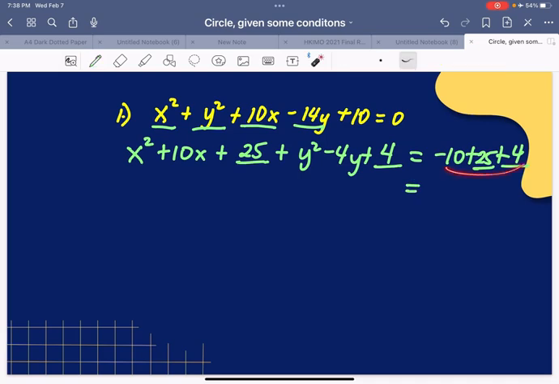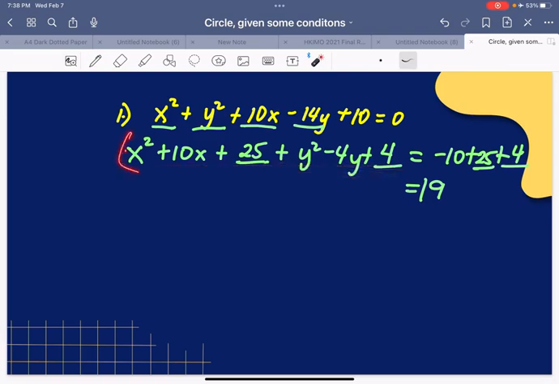So, kung isi-simplify natin to yung nandito sa kanan, negative 10 plus 25, that is 15. 15 plus 49, that is 64. Okay? So, next. Dito naman sa kaliwa.